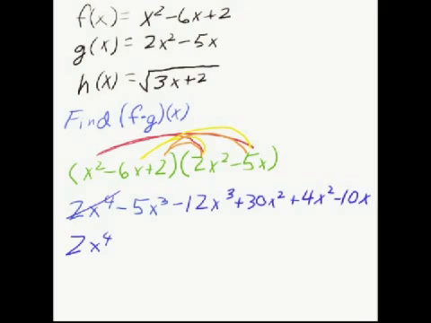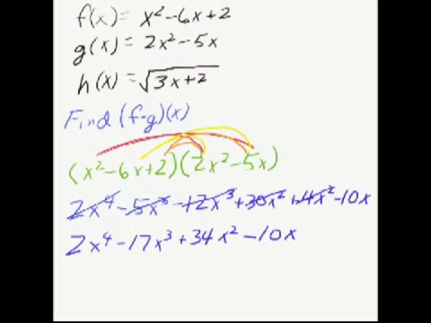Once I've distributed each term of the left polynomial to each term on the right, then I just have to combine my like terms. I like crossing them out just to keep track of them. And it looks like my final answer here is going to be 2x to the fourth minus 17x cubed plus 34x squared minus 10x.